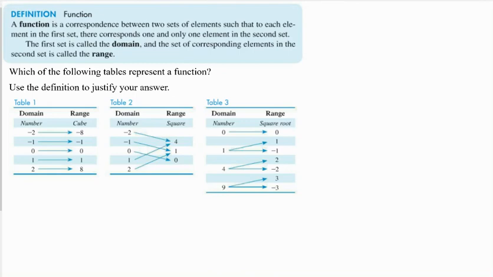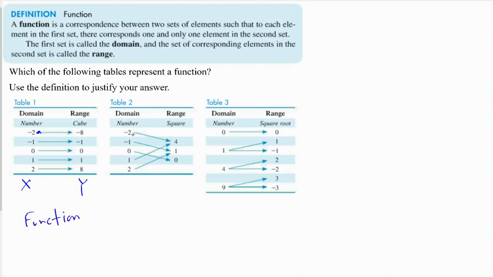So the definition of a function is a correspondence between two sets of elements such that to each element in the first set there corresponds one and only one element in the second set. The first set is called a domain and the second set is called a range. So the domain is typically your x values, the range your y values. And as long as you don't have more than one arrow coming from each element of the domain, you're fine. So table 1 is a function.